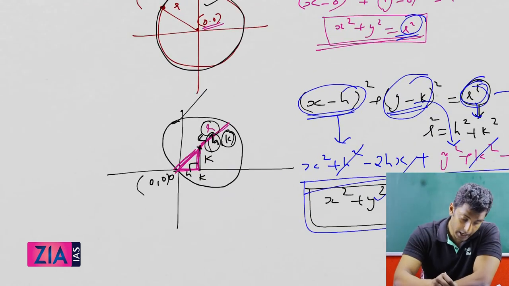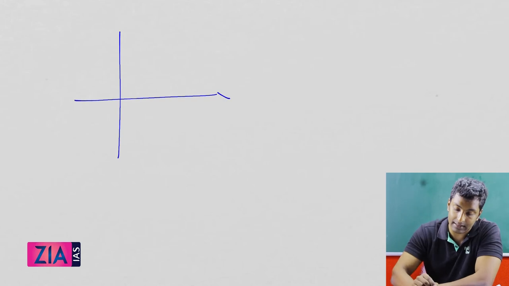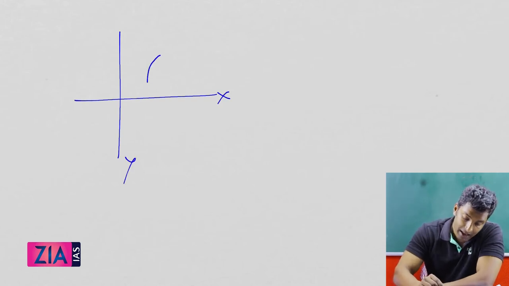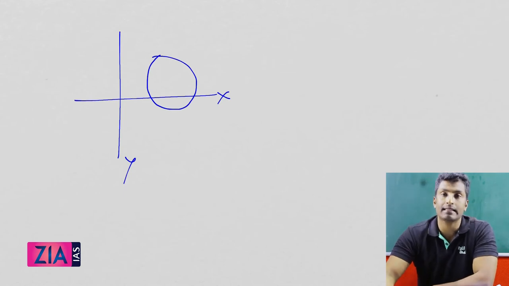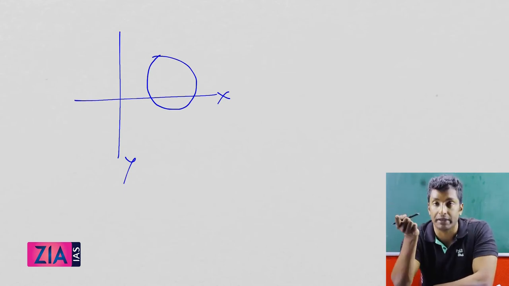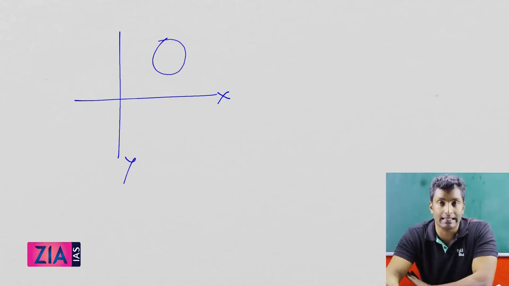Okay, now let's move on to the next case. Now I'm looking for the equation of a circle which is touching the x-axis. So what do you mean by touching the x-axis? This is my x-axis and this is my y-axis. Can I take this circle? No, this is not touching the x-axis, this is cutting the x-axis at 2 points. Similarly, can I take this circle? No, this is not touching the x-axis, right?